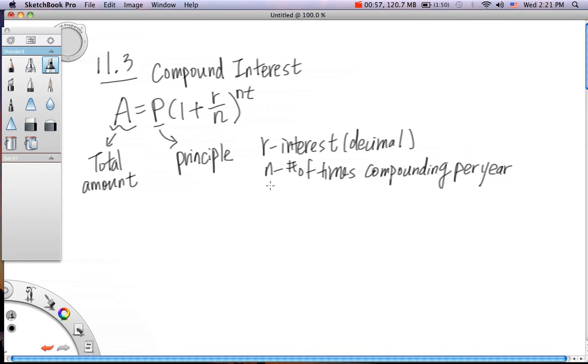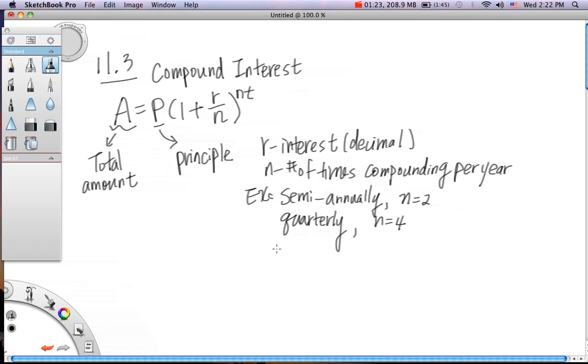So the key thing about N is that if it's compounded semi-annually, let's say, and we'll give some examples here, semi-annually, then N would be 2. Quarterly, N would be 4. And monthly, N would be 12, and so on and so forth. And let's say daily, then N would be 365.